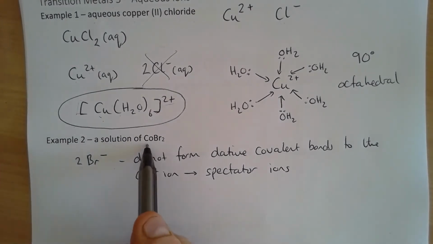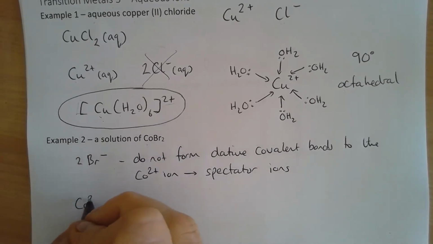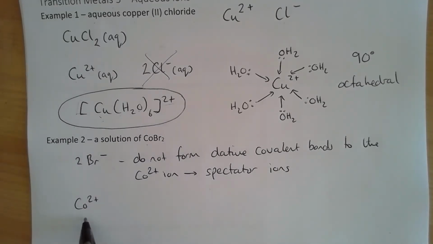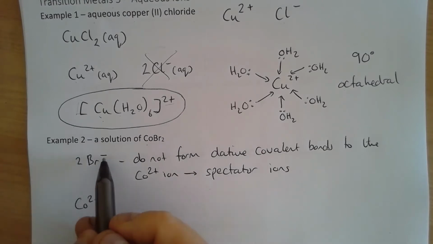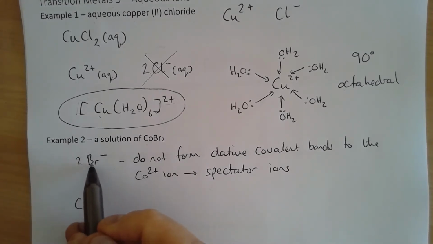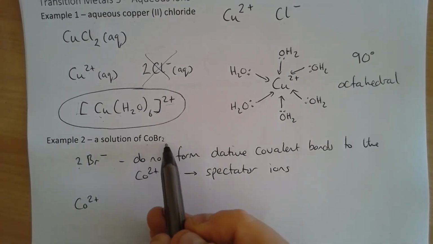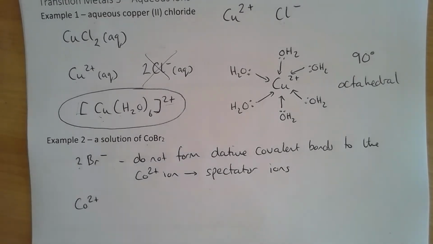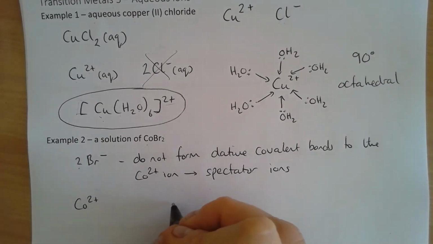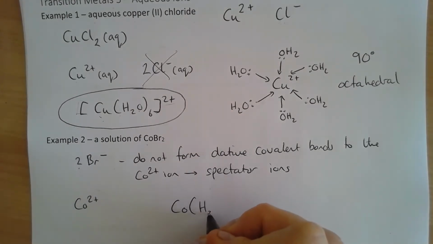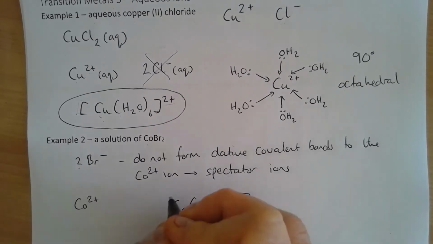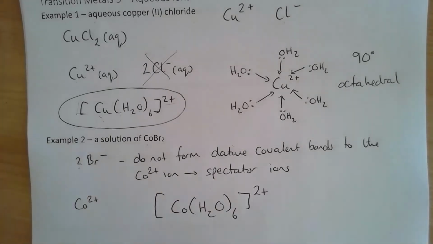So actually what we're left with is the Co2+ ion. How do I know that it's a Co2+ ion? Well, we've worked out that bromide ions have a single negative charge. There are 2 of them, so therefore to balance that up for this neutral formula here, we should have Co2+. So in fact, the complex present in this solution is actually hexaaqua cobalt 2+.